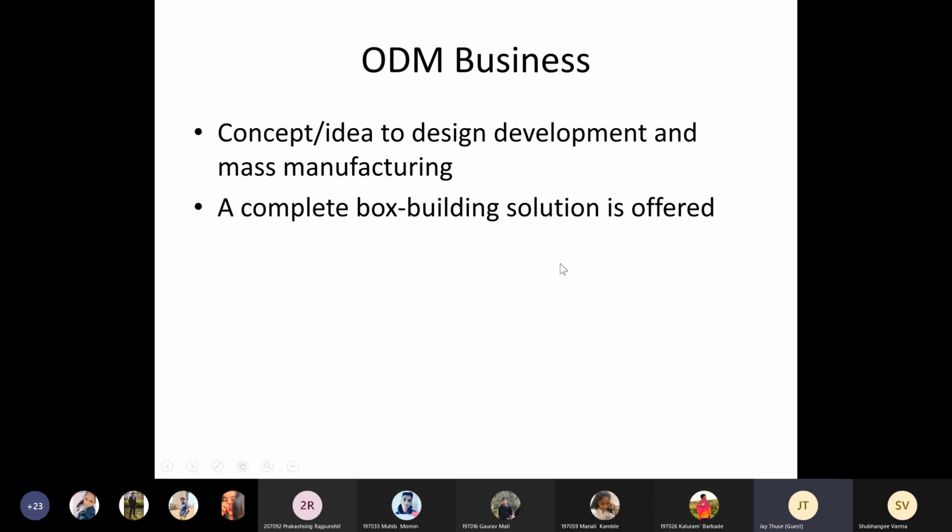Yes, so ODM business, as I was explaining a few minutes ago, the concept or idea lies with someone else. When you have an idea, you first have to develop a prototype out of that idea, which establishes the proof of concept, that this idea is makeable, this is doable. The design development is done by us, and once the design is approved, mass manufacturing is also done by us. So it's exactly like a complete box building solution offered by us. On the next slide, we can see an example of ODM activity which we do.